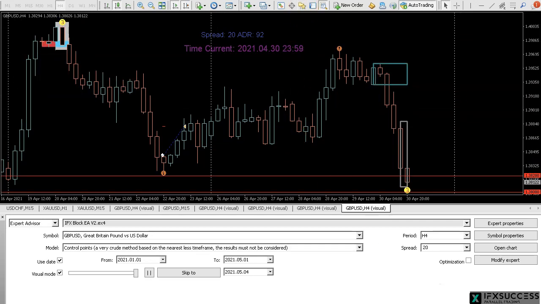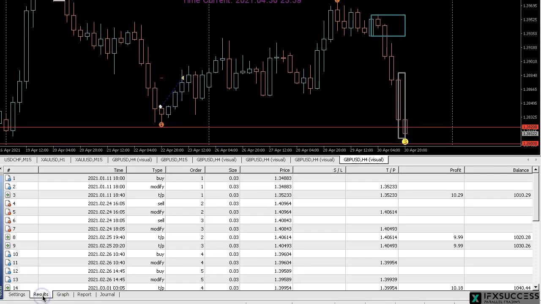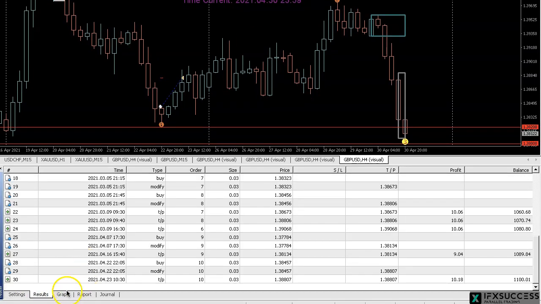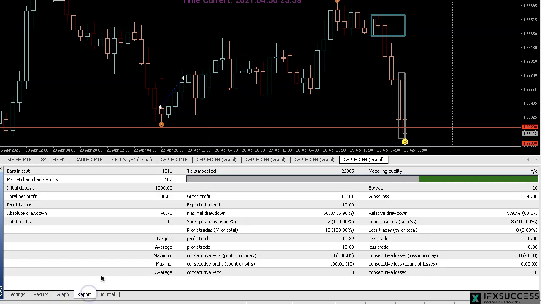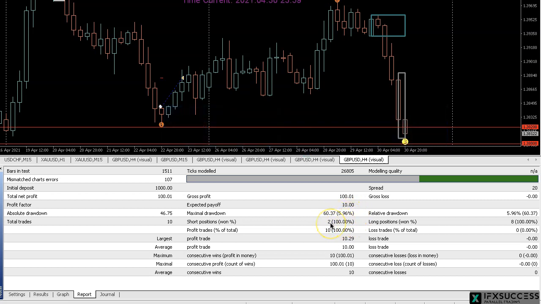All right, guys, so what do we got here? Let's see our results in here. This didn't do much. It gave us 10 trades. Before it was 21 trades. We only made $100 in here. Drawdown was 5%. So here we only had short positions 2 and 8 positions up.